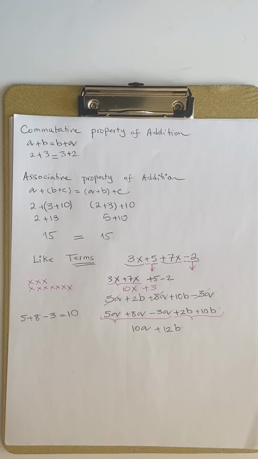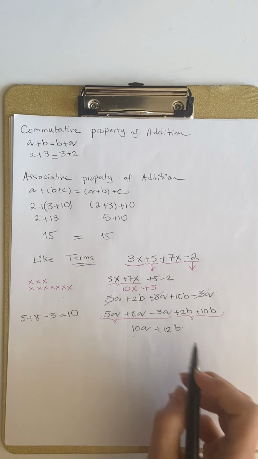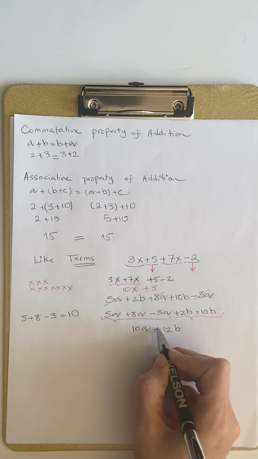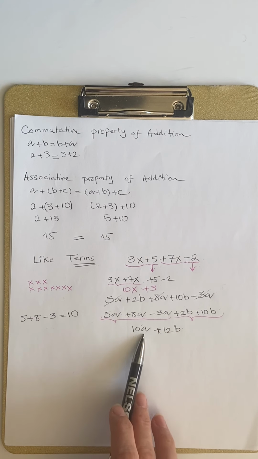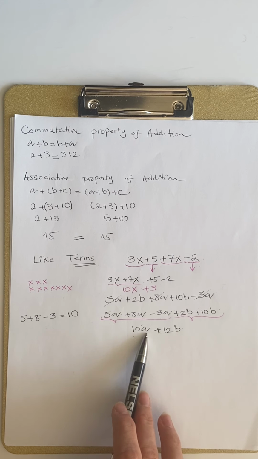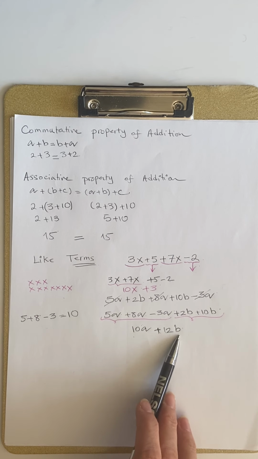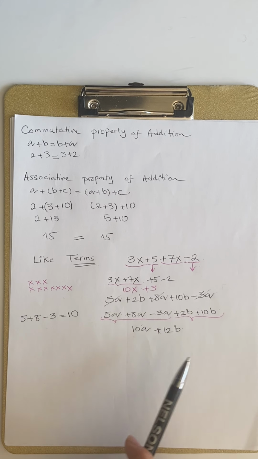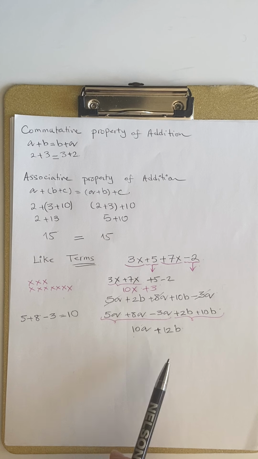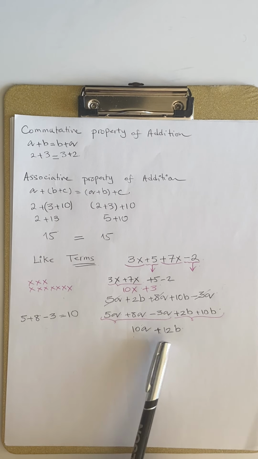Let b be anything that you want. Bees, bananas, binoculars, whatever. What matters is that the next step cannot be done. We cannot add apples and bananas. We cannot add apples or binoculars. We cannot add A's and B's. We just leave it like this because they are not like terms anymore. Once they're not like terms, you're just going to go and leave them like that.